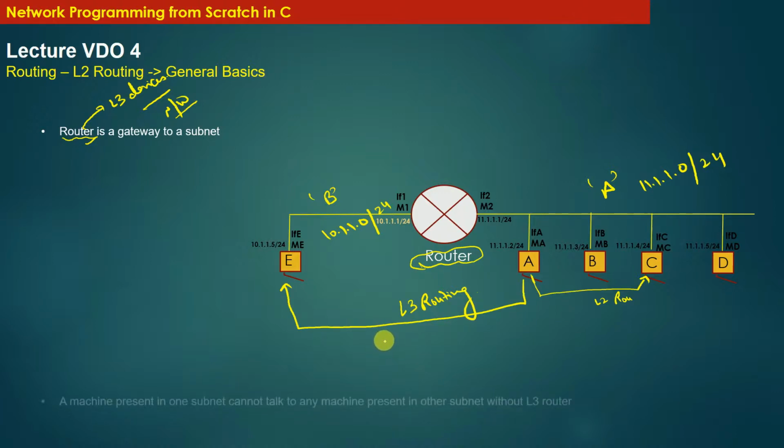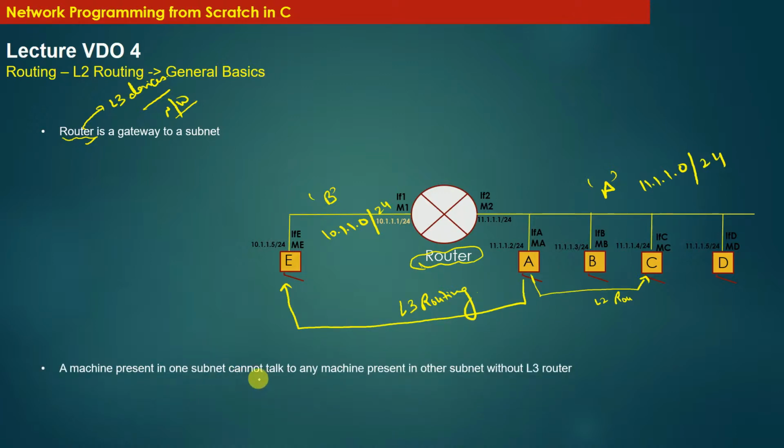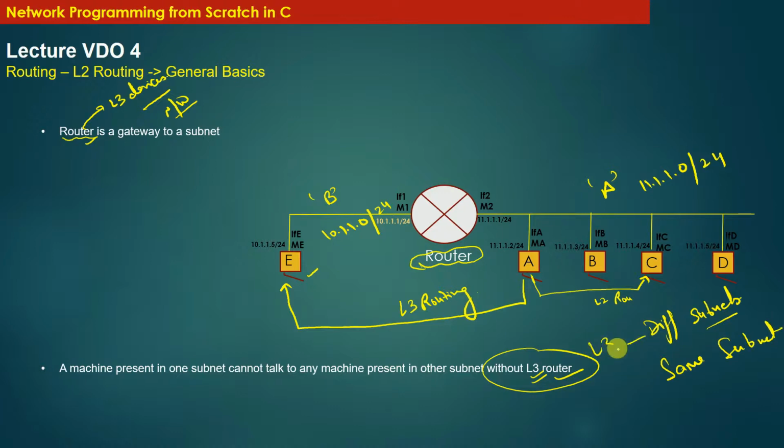So a machine present in one subnet cannot talk to any other machine present in another subnet without an L3 router. So an L3 router is required if you want to send a data packet from machine A to machine E, and both the source machine and destination machine are present in different subnets. So different subnets means L3 routing, same subnet means L2 routing. This is L3 routing and this is L2 routing.